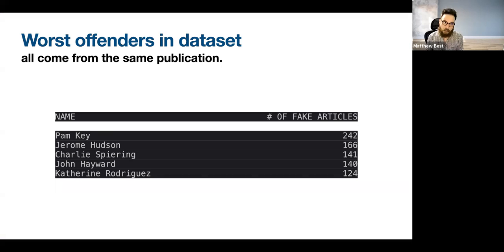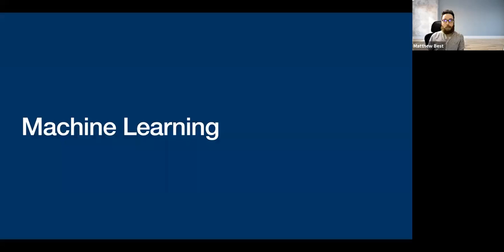As far as our data set, the worst offenders all came from the same publication, and their combined number of misleading articles represents nearly 5% of the entire corpus of fake documents examined. They all come from Breitbart Media. Let's examine some of the machine learning algorithms and see how they did.